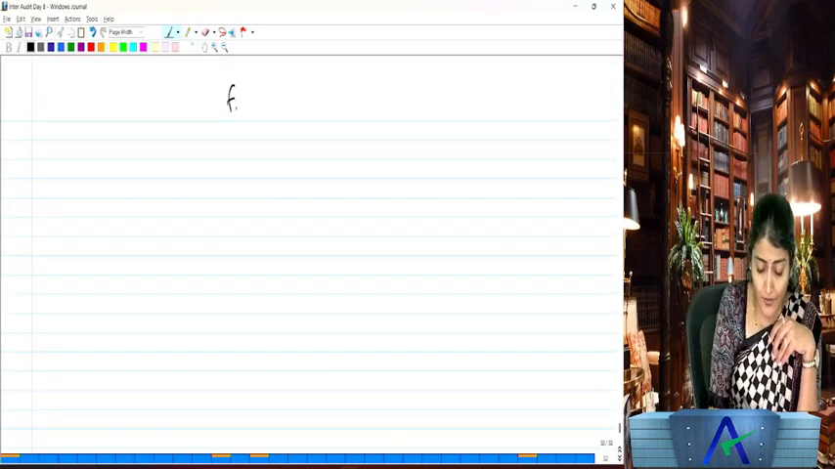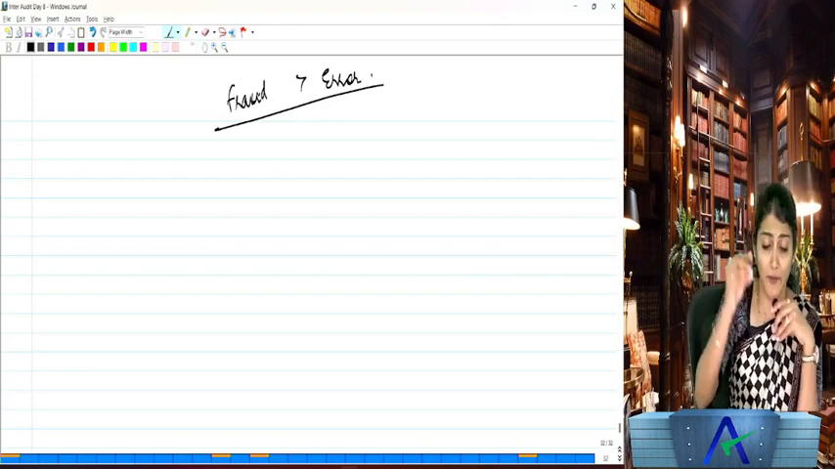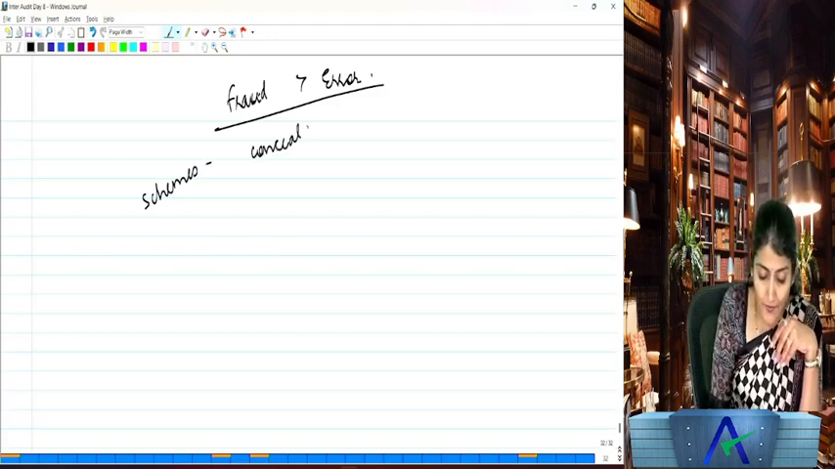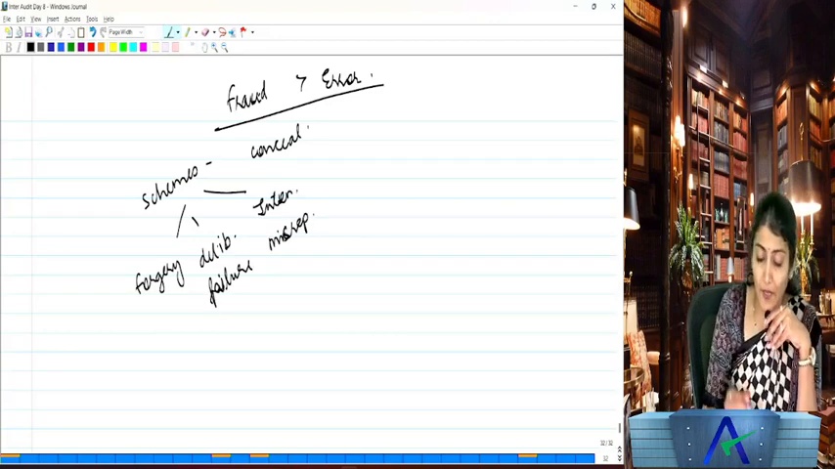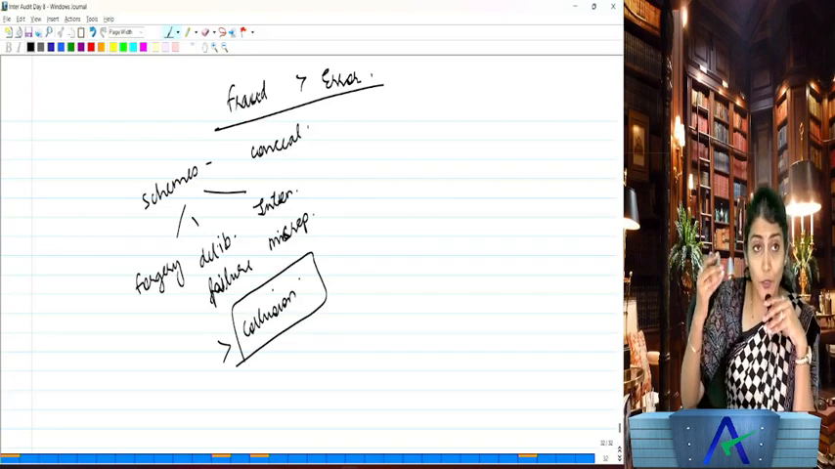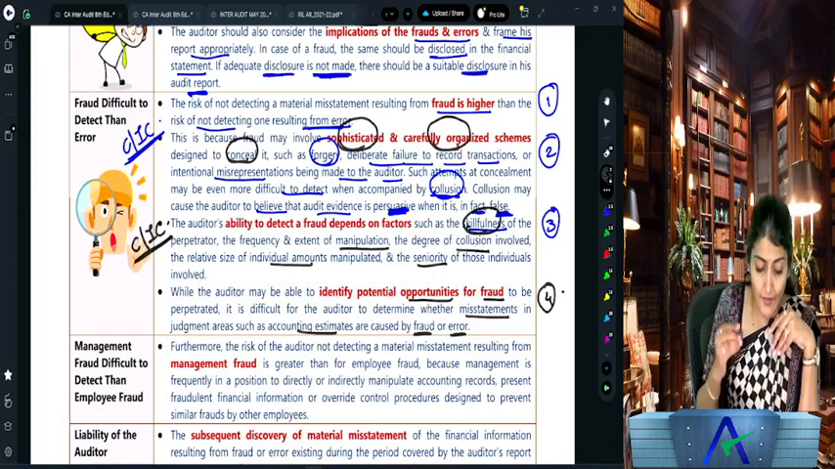So what do we say? Fraud is more difficult to detect than an error. Why is it more difficult to detect? Because it may involve sophisticated and carefully organized schemes designed to conceal it. What are the schemes? Forgery, or there could be a deliberate failure to record the transactions, or intentional misrepresentations being made to the auditor. And it will be more difficult to detect if it is accompanied by collusion. So fraud is more difficult to detect than an error.